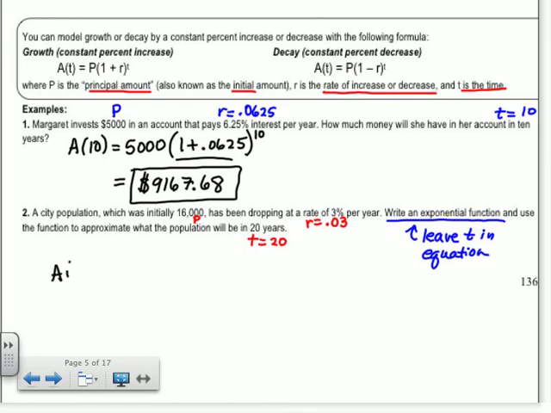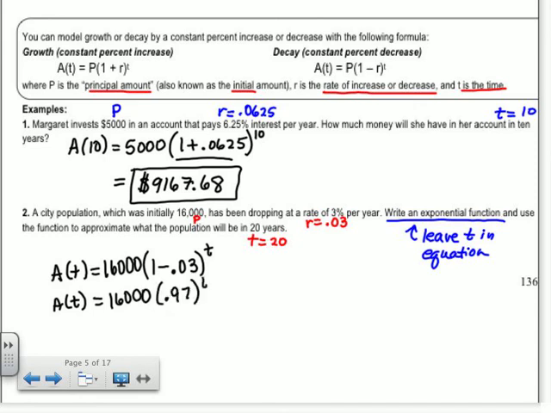All right, so my amount after T years, I started with 16,000. I have 1 minus my rate, right? It's dropping. So 1 minus 0.03. In other words, I have 97% of what I had before, raised to the T. So my equation with T in it is amount after T years equals 16,000 times 0.97 to the T. That's your equation.